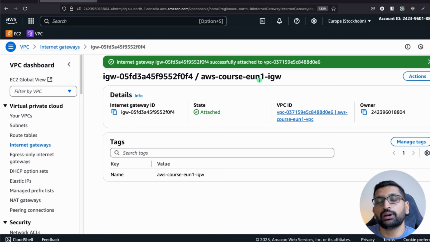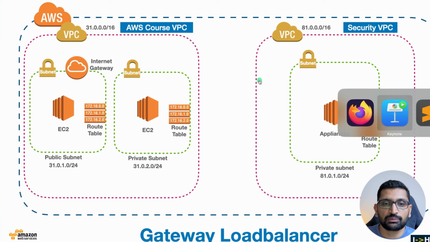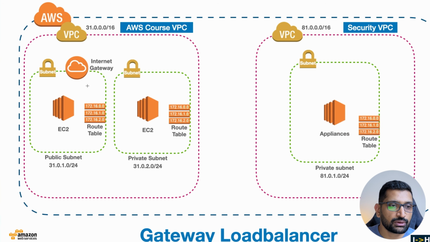So that internet gateway has been attached to our AWS course VPC. What is the next component? So let's get back to the diagram, and now we need to create the route tables. One is going to be public and one is going to be our private route table. And one more route table we will need in the security VPC subnet as well.